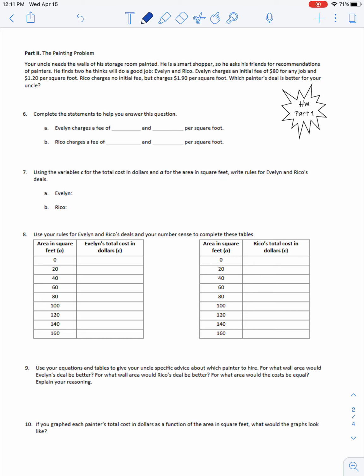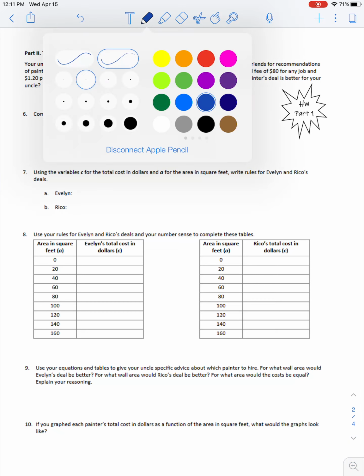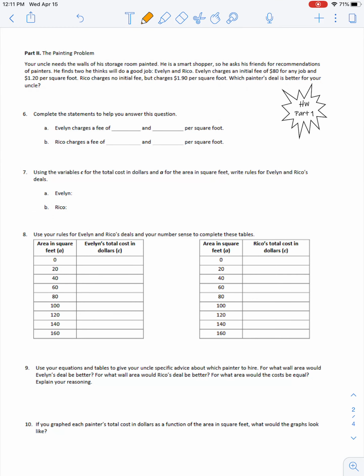Okay. All right, let's take a look at the painting problem. Okay, so same type of situation. We're going to go through and fill in these sentences, look at the table. So we're still solving using a table. So your uncle needs the walls of his storage room painted. He is a smart shopper, so he asks his friends for recommendations of painters. He finds 2 he thinks will do a good job, Evelyn and Rico.